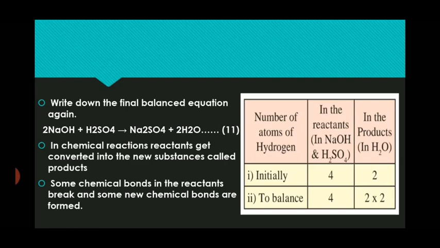Now in a chemical reaction, reactants get converted into new substances called products. Whatever the reactant is, it is converted into a new form, which is known as the product. Some chemical bonds in the reactants break up and some new chemical bonds are formed. So this is the steps in balancing chemical reactions.